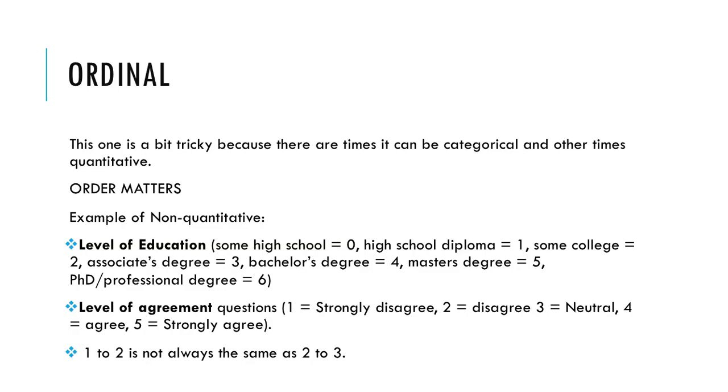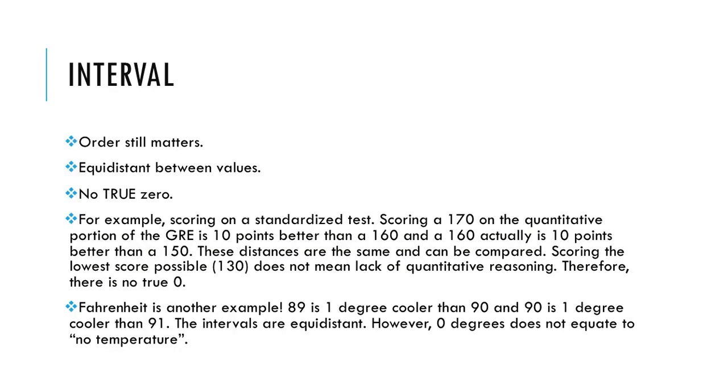But we can tell that 1 to 2 is not always the same as 2 to 3. So going from strongly disagree to disagree is not necessarily saying the same thing as going from disagree to neutral. All right, I know that's confusing, but just know that with ordinal, there's a lot of disagreement on how to use these or what they are in some cases.